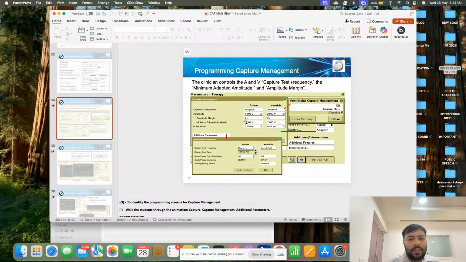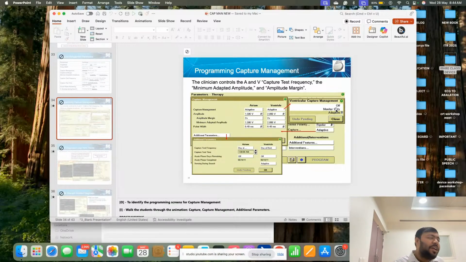You can see here, in Medtronic devices, after clicking the parameter screen, you are able to get both atrial capture management and ventricular capture management. Both will be there, sir. Here, in the ventricle, it should be in adaptive mode. If you click here, 3 options will be there. If you put it to off, the device will not optimize anything. It will work on the programmed output.